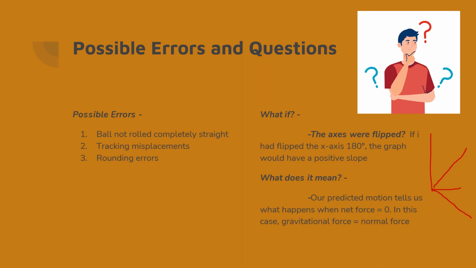So what does it mean? This experiment tells us that our predicted motion shows what happens when there's zero net force, and in this case, those forces are the gravitational force and the normal force, which sum up to be 0. What it doesn't account for, and why the graphs are different, is that there are other forces like friction happening that we don't account for.